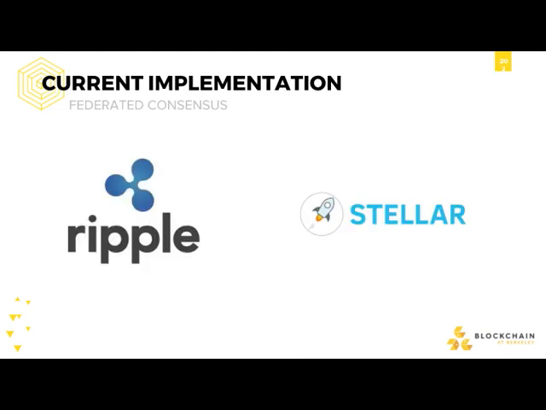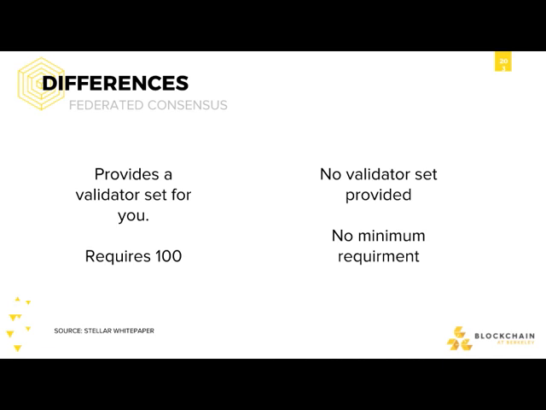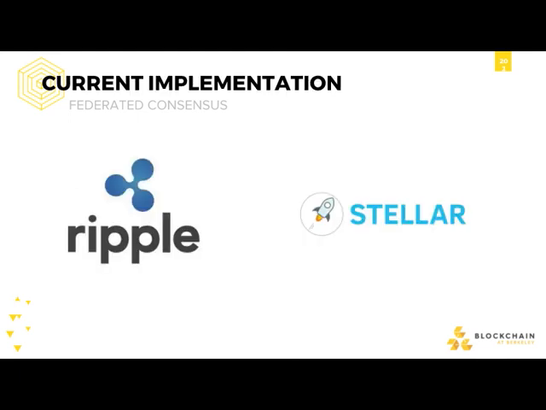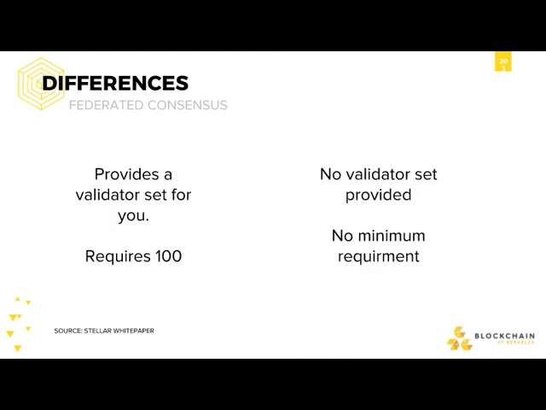There are two current implementations of a federated Byzantine agreement. One is Ripple and the other is Stellar, and they work more or less the same. Ripple provides a validator set for you. There are about 100 validators, and as a result, there are some security implications, because most people aren't willing to change Ripple's actual validator set. On the other hand, Stellar provides no validator set, and there's no minimum requirement. That becomes the problem that you're pushing it once again to the user's end to choose a good set for you.